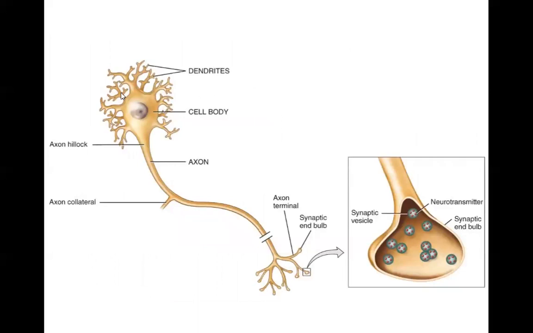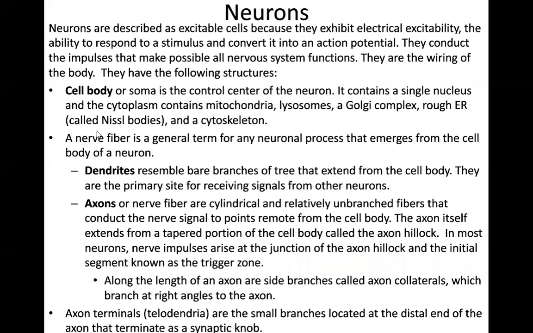Extending off of the cell body are two types of what we call nerve fibers. Dendrites are these things that look like tree branches coming off, and then a long, relatively unbranched axon. Dendrites are described as the primary site for receiving signals from other neurons. This is where a neuron can send a signal to another neuron, and that other neuron would be receiving that signal. Dendrites are also sites of signal receiving that doesn't necessarily have to be from a neuron, as we'll talk about later in this unit.